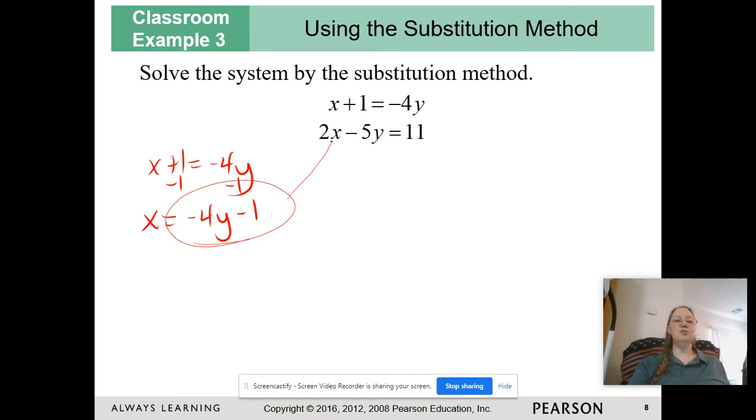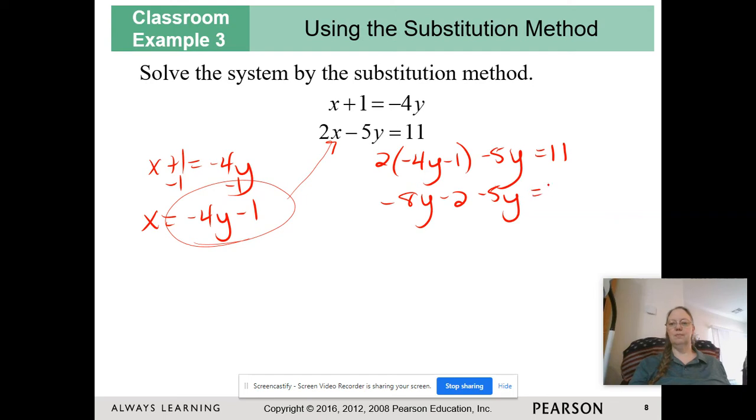Make sure you substitute into the other equation. Don't substitute it into the first one. It happens. And distribute. Combine like terms. Get the y by itself. And divide.